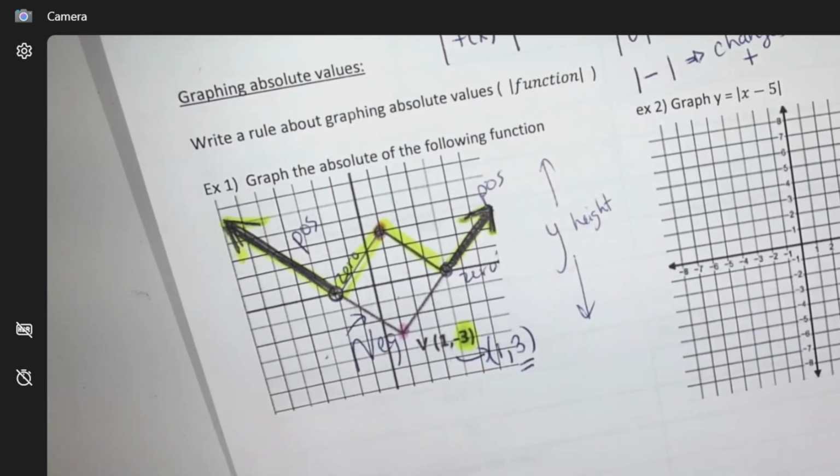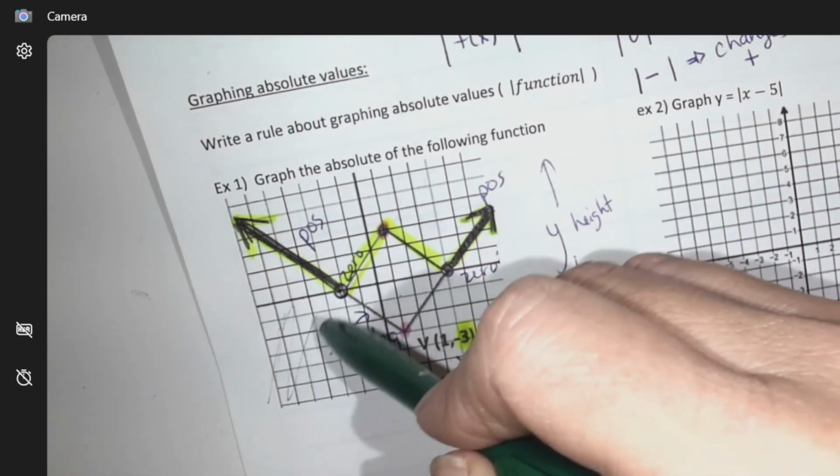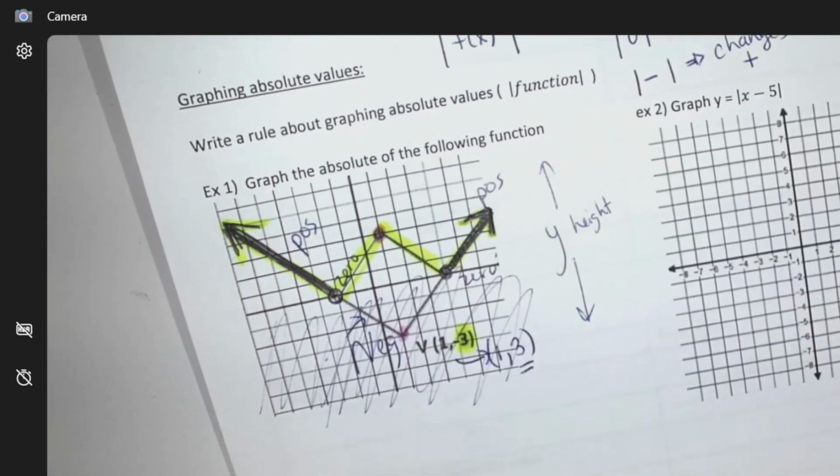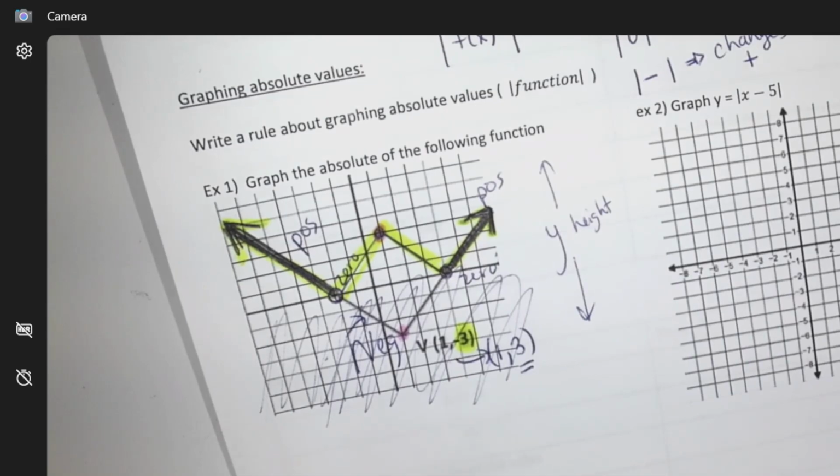Okay, so kind of at the end, this is what I should see. I should never see anything right below there. I shouldn't see anything under there at all when I'm done.